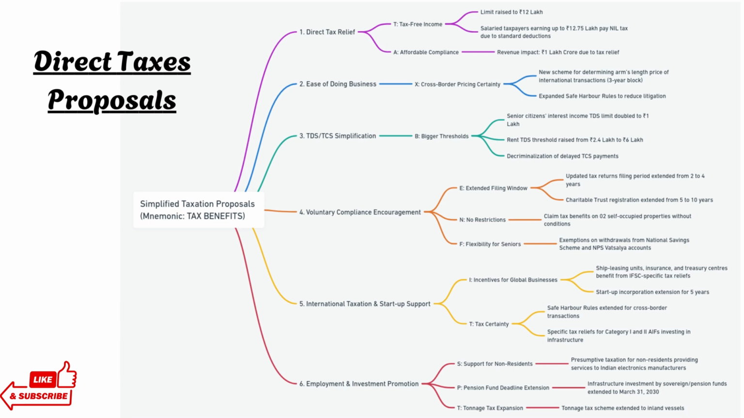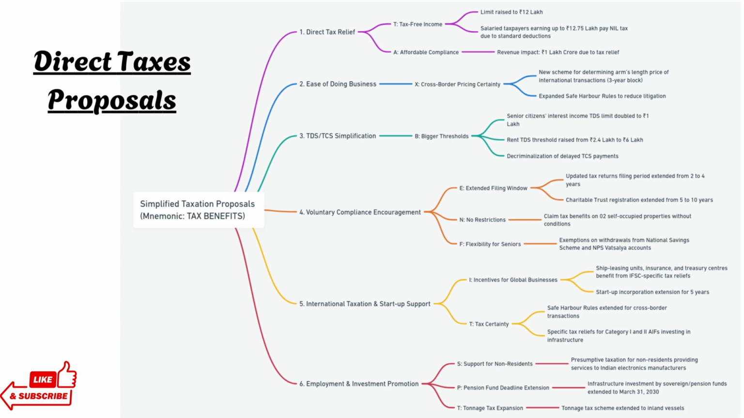2. Ease of doing business. X. Cross-border pricing certainty. A new scheme for determining arm's length pricing for international transactions has been introduced for a 3-year block period. Expanded safe harbor rules will help reduce litigation and ensure easier tax compliance for businesses. इसका direct impact है कि cross-border businesses अब आसानी से operations कर सकेंगी without tax disputes.